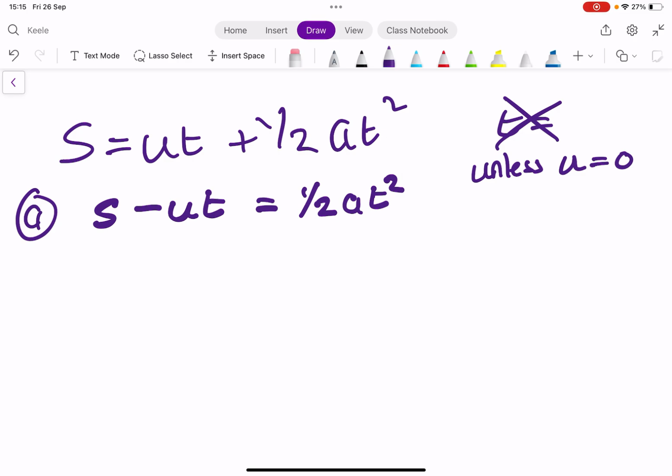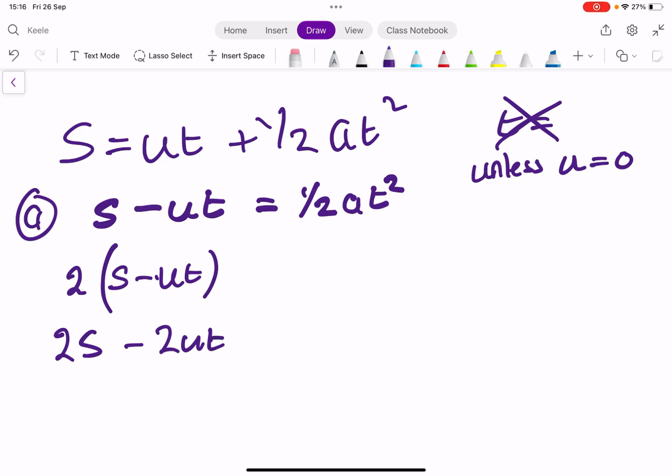So I deal with the half the same way we did before. Multiply everything by 2. Everything. That does mean we have to do that. Or that. You can't just do that. It's not the same thing.